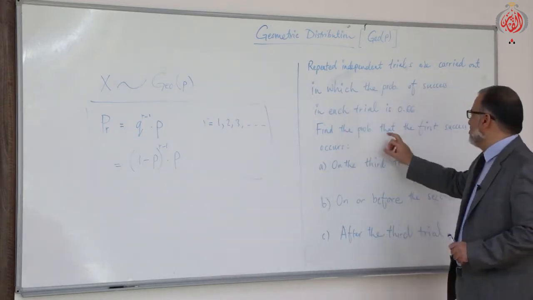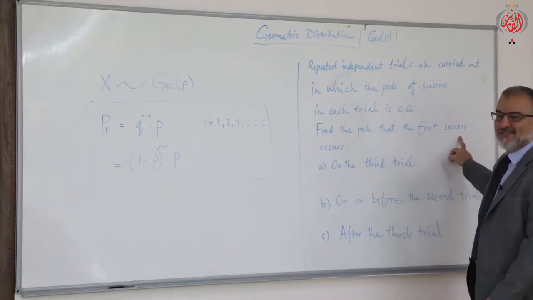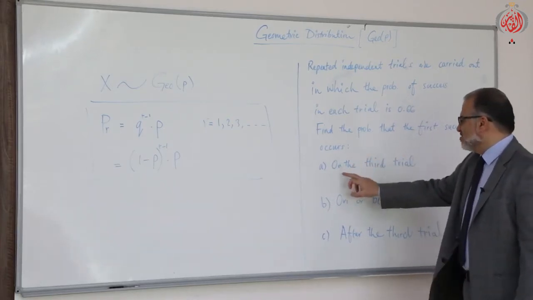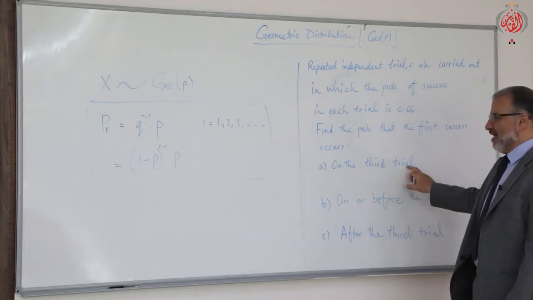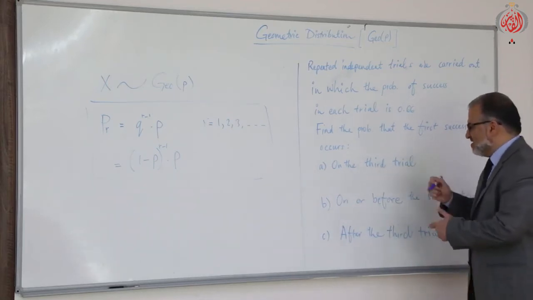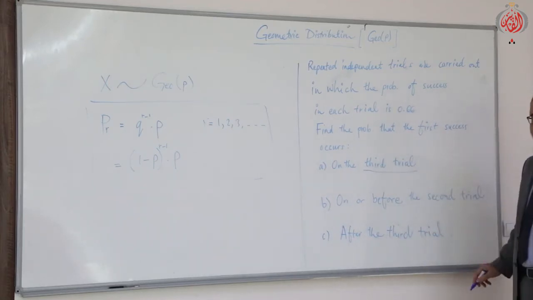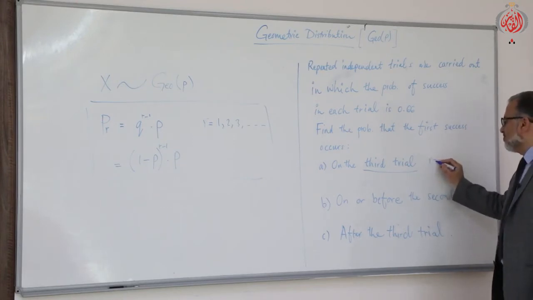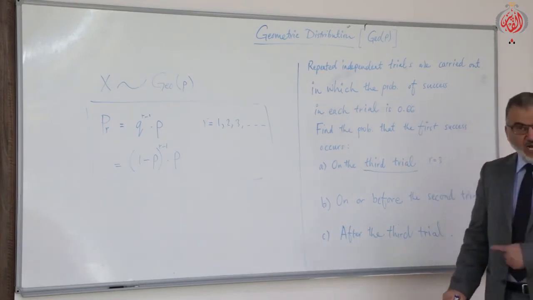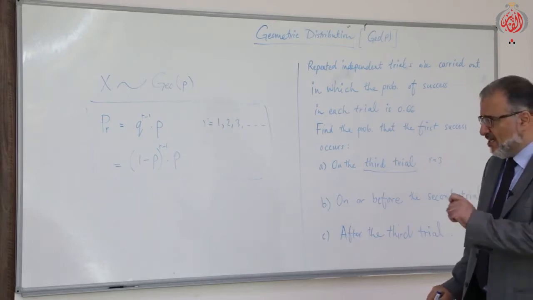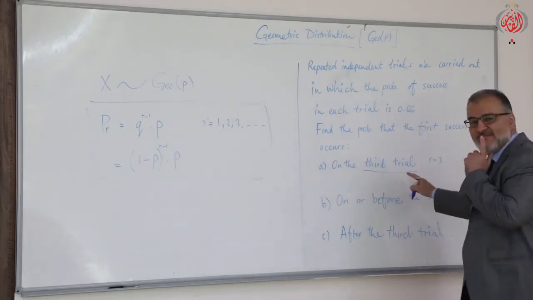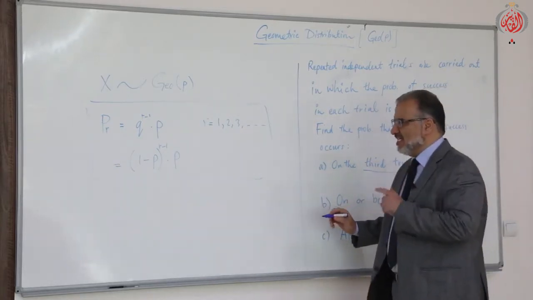Now find the probability that the first success occurs on the third trial. What is the third trial? Third trial means R equals 3. So how to solve it? Very simple. You'll say the probability. I will write here.